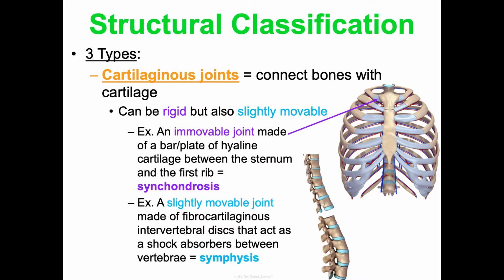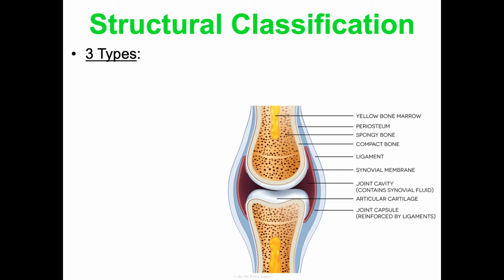Another cartilaginous joint, but it's slightly movable, are these fibrocartilaginous intervertebral discs that are between your vertebrae that act as shock absorbers. That joint is a symphysis. And there's another one in your pubic arch where the two sides of the pubic bones attach. So those are examples of cartilaginous joints.